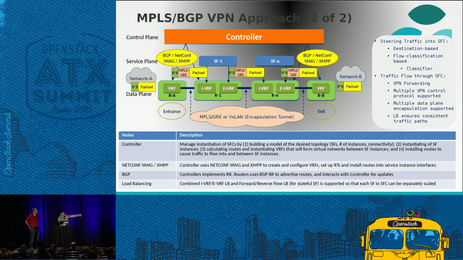Also in the BGPVPN approach, when you do the load balancers, you can install the load balancer in the egress VRF, and the traffic can be scheduled to the different next hops of the SFs. Or you can have different instances connected to the single ingress VRF, and the ingress VRF can install the load balancer to balance the load across different instances of the service functions. So that's how it can be solved in the BGPVPN-based service function chains.